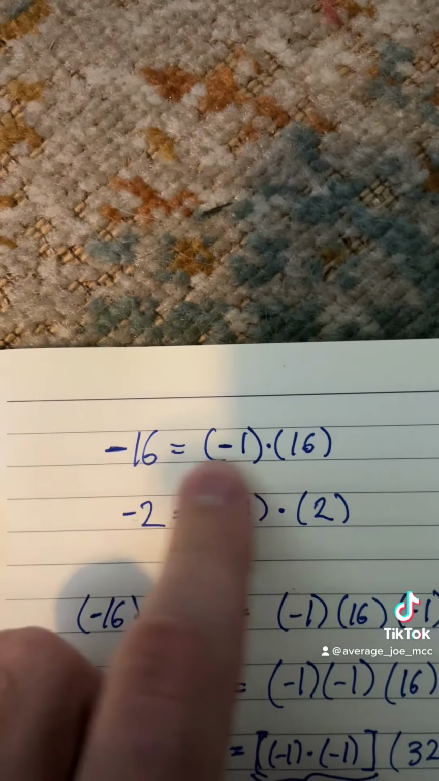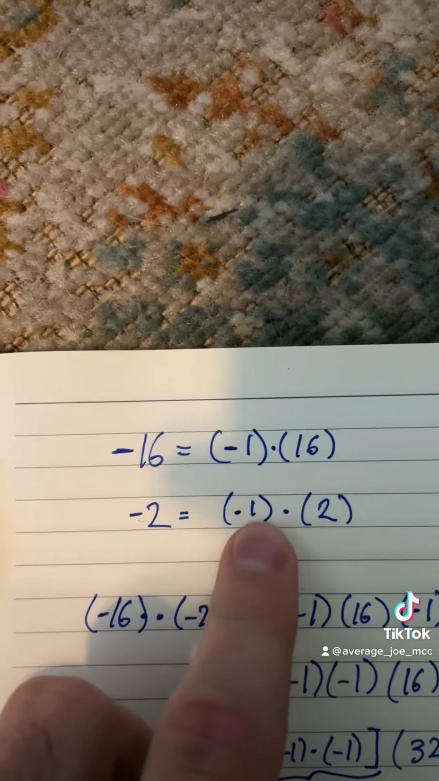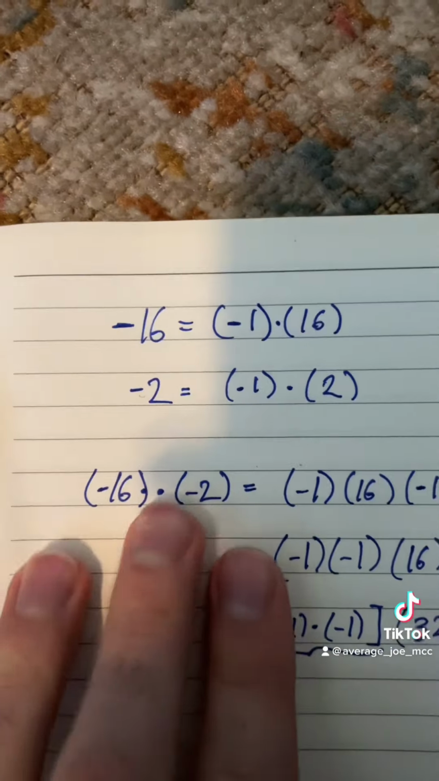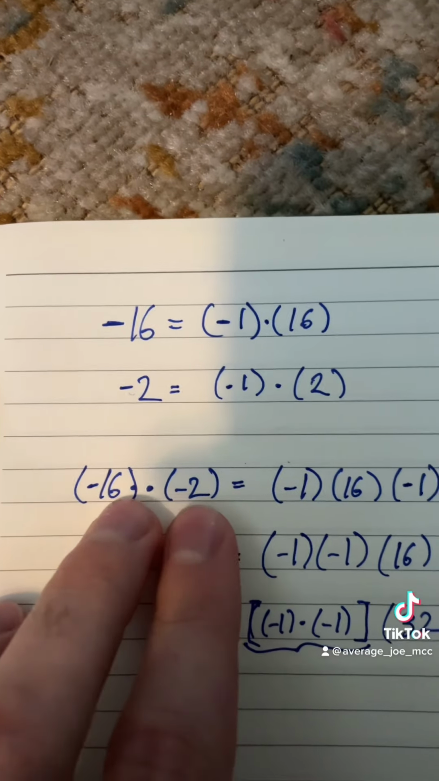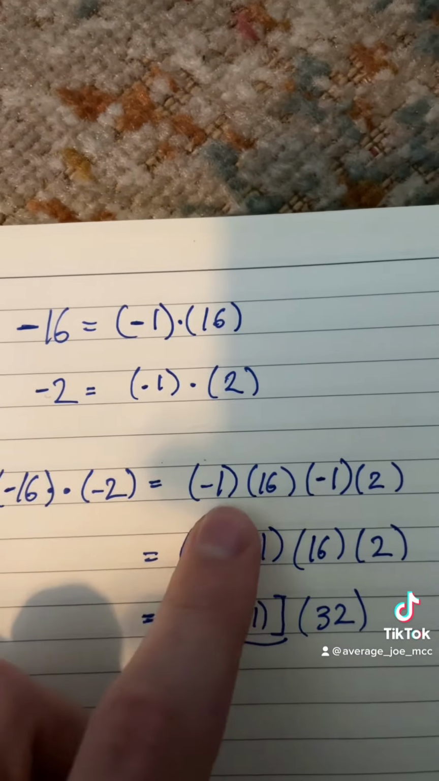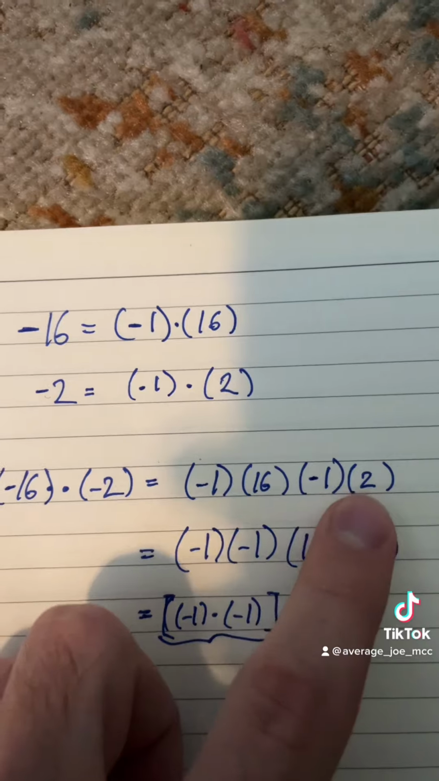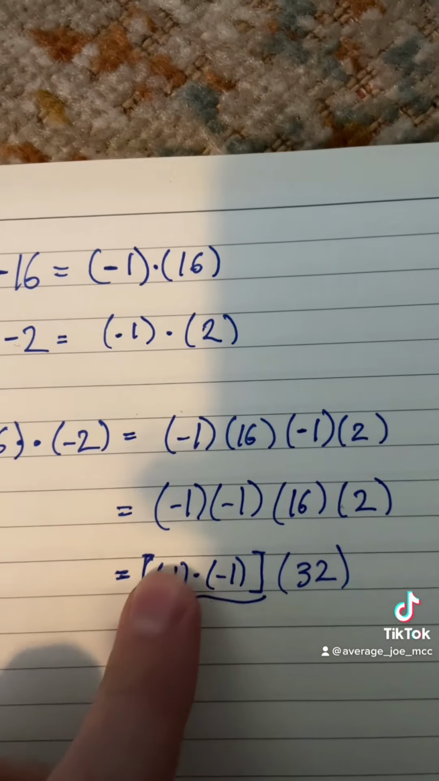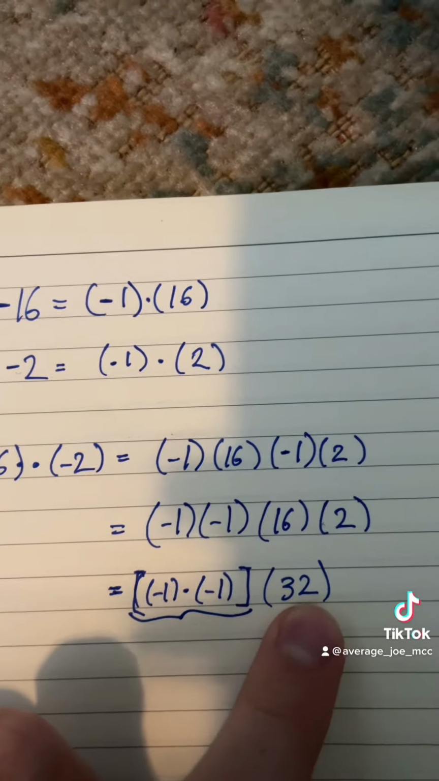So we just assume that negative 16, that's negative 1 times 16, and negative 2 is negative 1 times 2. So if we just multiply those two together, this is the example in the video, we get negative 1 times 16 times negative 1 times 2, which we can rearrange to get negative 1 times 32.